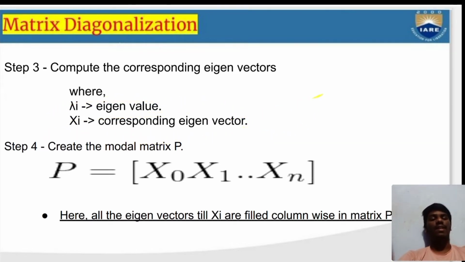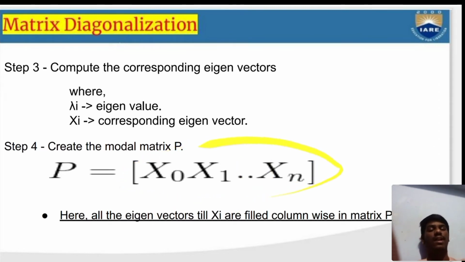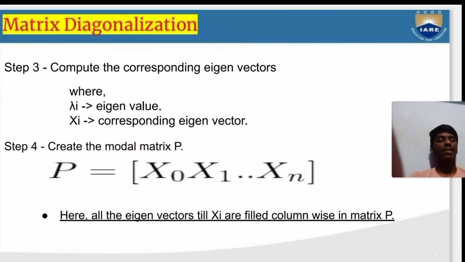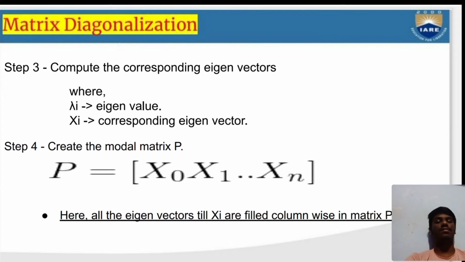Here we got the eigenvectors. By using those eigenvectors, we should construct a model matrix where x0, x1, x2 and so on up to xn are the eigenvectors, and we construct the model matrix P. Here all eigenvectors till xi are filled column wise in the matrix P.